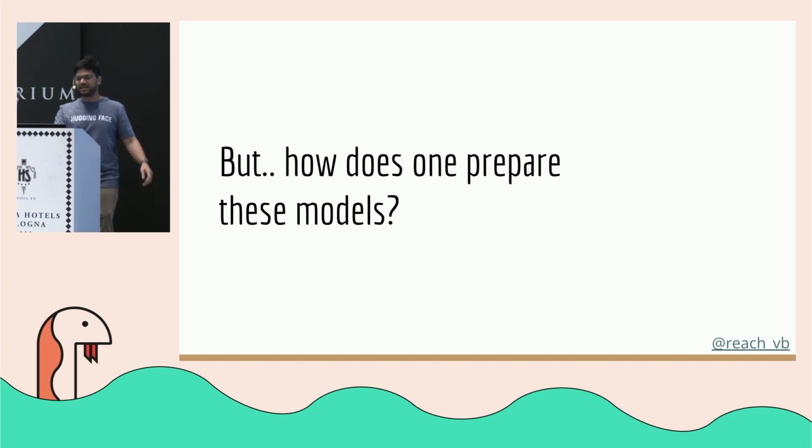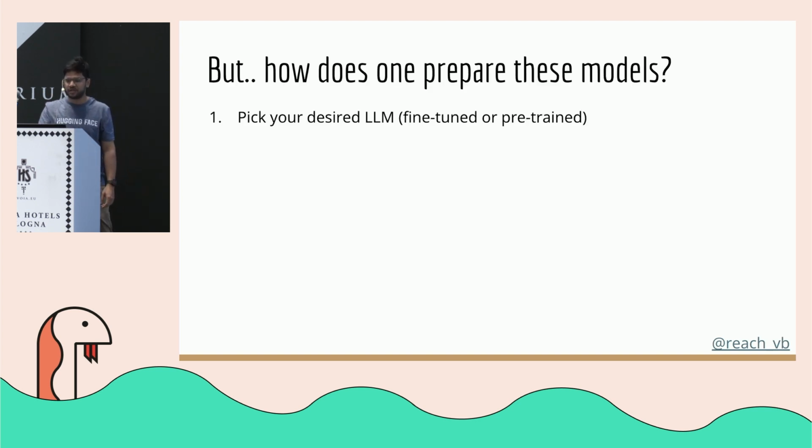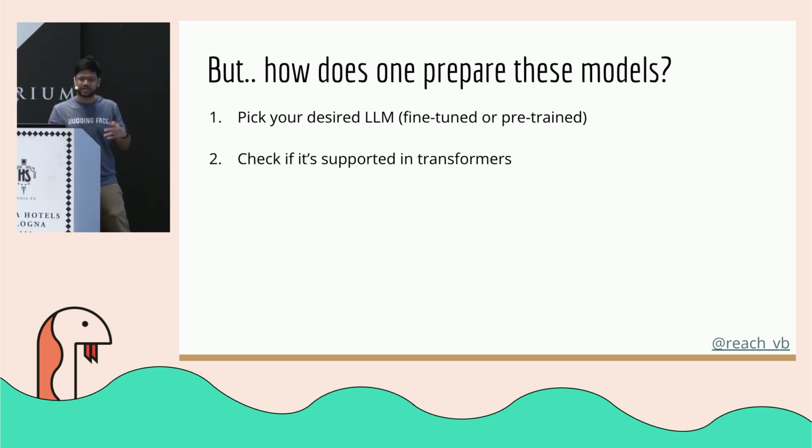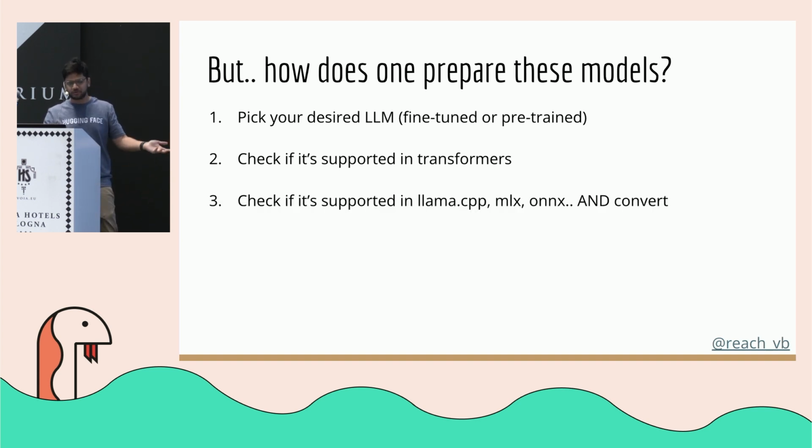Yeah, so now that we know that these models are used, and we know what we can use these models for, how does one prepare these models? First of all, you pick your desired LLM. It could be a fine-tuned LLM. It could be a pre-trained LLM. It could be your Llama, Qwen, I don't know, DeepSeek. Pick your favorite. Then you check if it's supported in transformers, which is a library, again, also by Hugging Face. If it is supported in transformers, then check if it's supported in llama.cpp, MLX, ONNX, and so on, and convert.